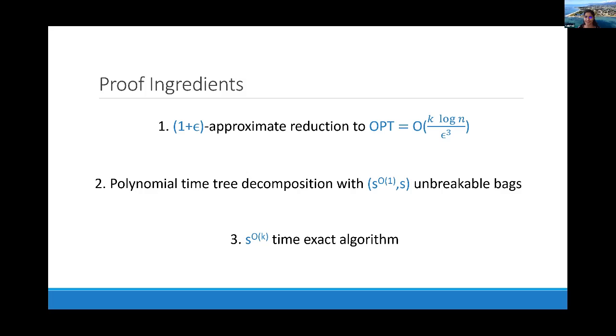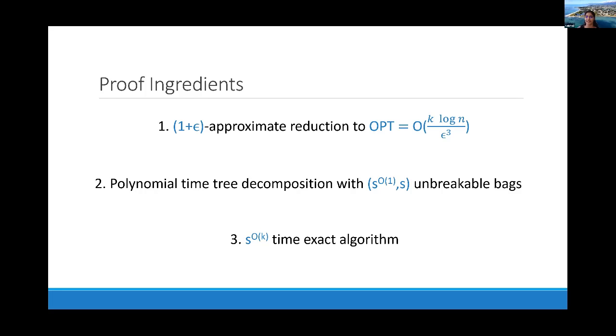So let me quickly tell you what is an unbreakable bag. Intuitively, unbreakable bags mean you take any cut in the graph and impose it on a bag. If your bag is big, most of the vertices in the bag should lie in one component. So if you superimpose the cut on this bag, most of the vertices should lie in one big component. There's only one big component and the remaining are small. So that's how it will look.